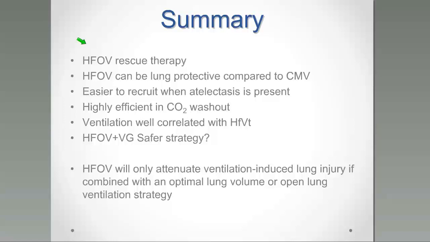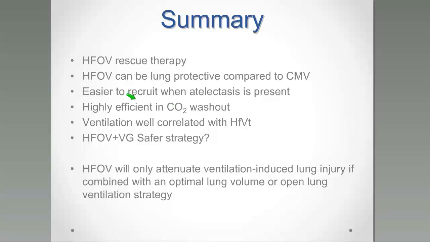It is easier to recruit and open the lung when you have a closed lung or the presence of atelectasis. It is very effective at washing out CO2. So in some situations where you have a small lung, such as dry lung, congenital diaphragmatic hernia, or many other situations, you can use this, as it is easier to remove CO2 than with conventional mechanical ventilation.